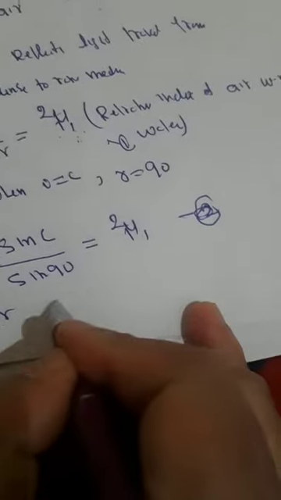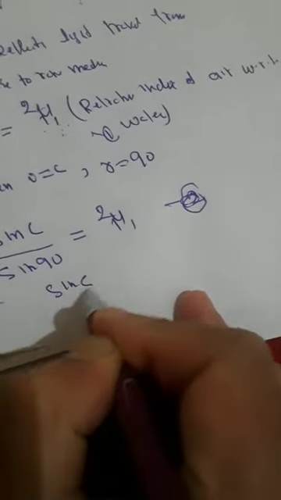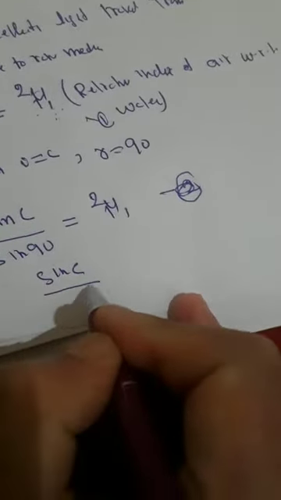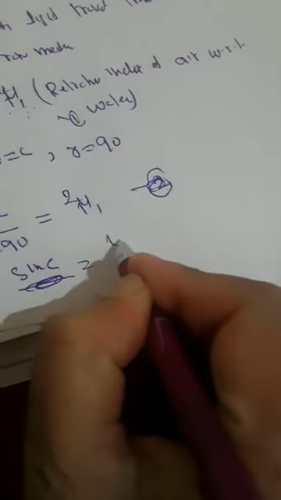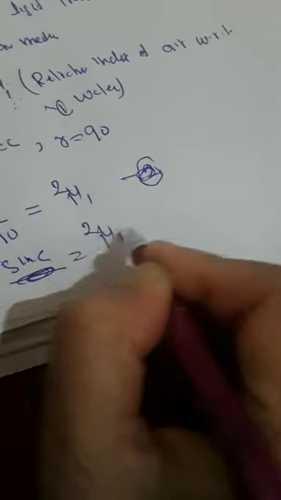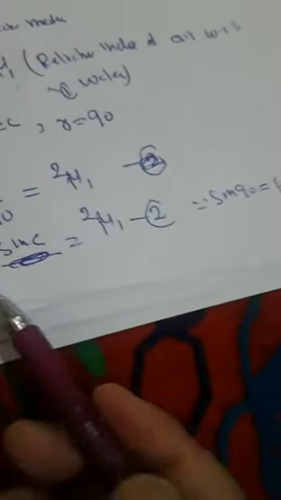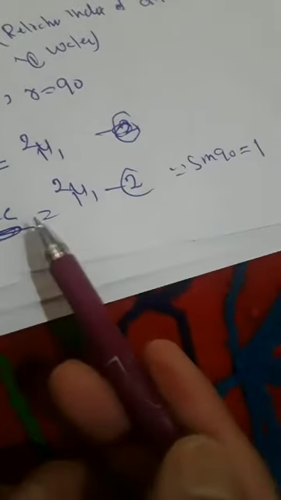Or I can simply write it as sine c divided by 1, because sine 90 is equal to 1. I write sine c is equal to mu 1 to, naming this the equation. Because sine 90 is equal to 1. That means I actually got sine c is equal to mu 1 to, that means the refractive index of air with respect to water.